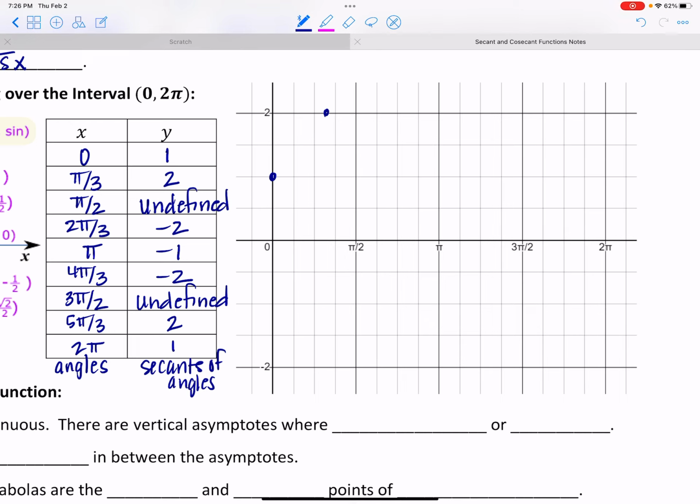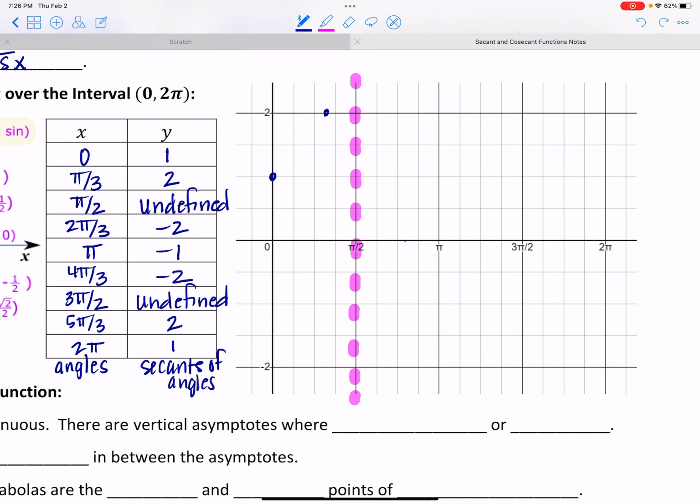And then at pi over 2, we're undefined. So what's going to happen at pi over 2 is we're going to end up with an asymptote. Okay, if we're undefined there, let's just put that little barrier and say, hey, a graph can't go here, can't have that input. Okay, that's what the asymptote is saying. 2/3 of the pi, so that's going to be around here-ish.